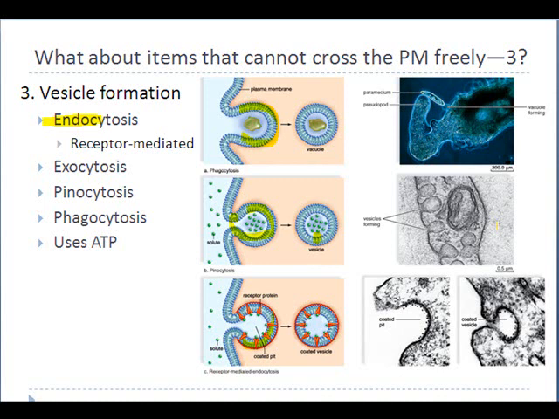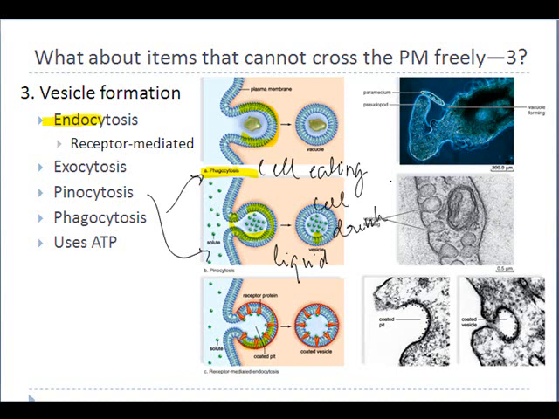Now, endocytosis can be either phagocytosis, also called cell eating. When solid objects are taken in, it's called phagocytosis. Pinocytosis is when liquid goes in, also called cell drinking, because the water is going in. Both of these processes definitely require energy.